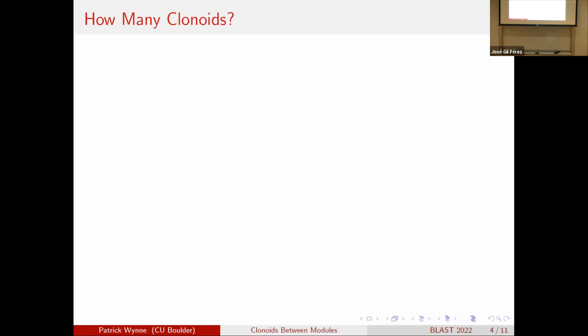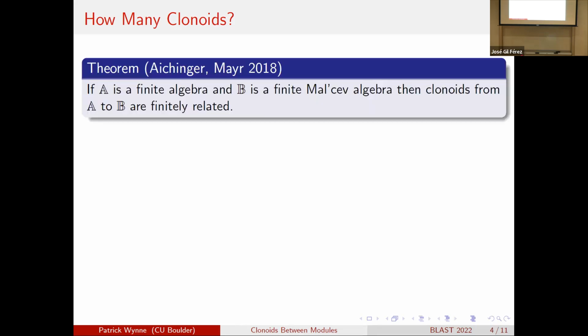Okay, so the question I want to talk about is, for a given pair of structures A and B, in particular for a given pair of modules, how many clonoids from A to B are there? And so first, a theorem from Erhard Aichinger and Peter Mayr, and I should mention this is all joint work with Peter Mayr. We get that for all of these clonoids from A to B, at least when B is a finite Maltsev algebra, the set of clonoids is actually finitely related. So there's a finite set of relational pairs that determine the clonoids.